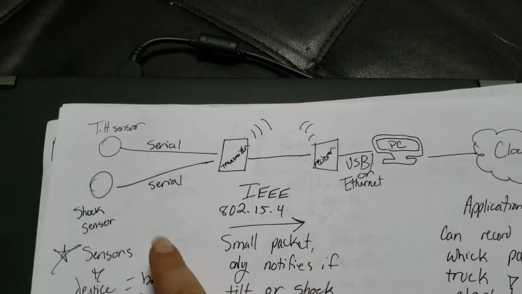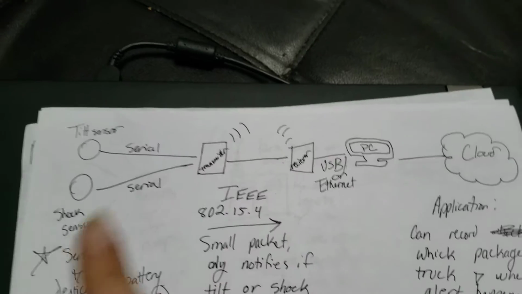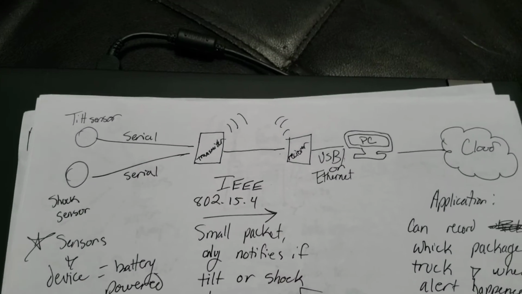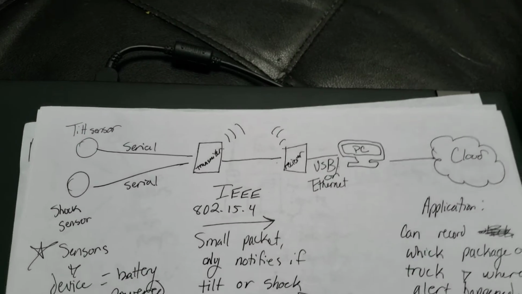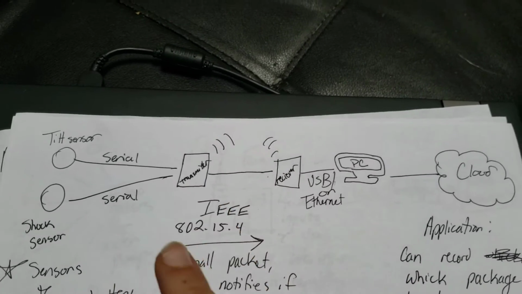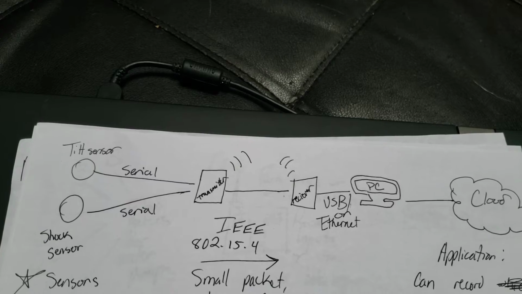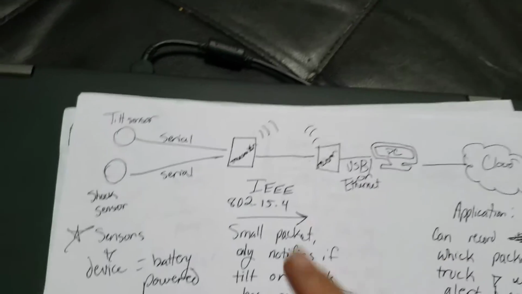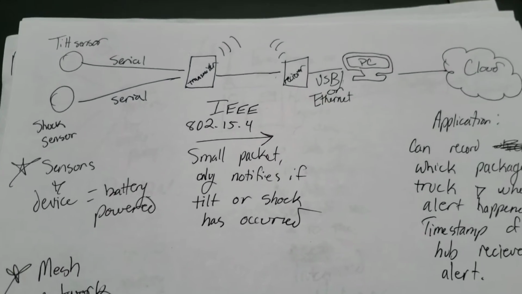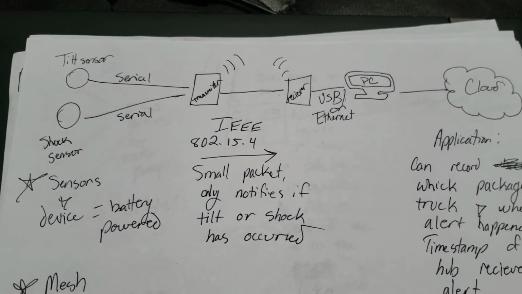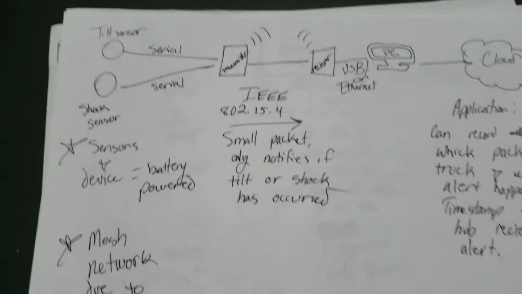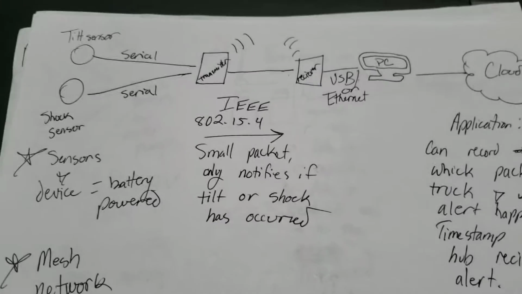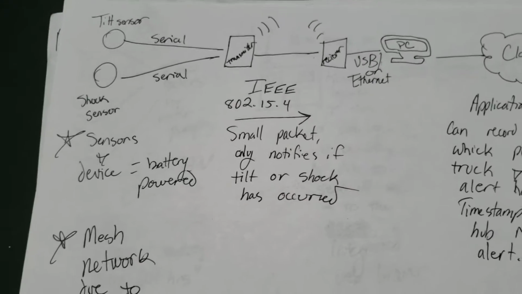Both of these would be connected to a transistor on each package, and each transmitter would, each hub would have a receiver. This is based off of IEEE 802.15.4, based off the fact that it's a small packet, only sending a flag if necessary.